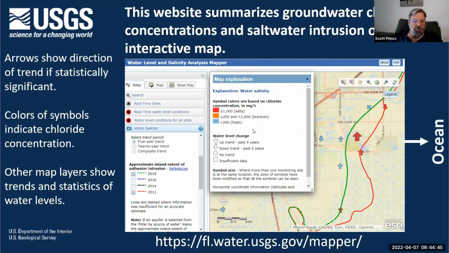The red line shows the inland extent of saltwater intrusion in 2011. The green line shows its extent in 2018. You can see how far inland saltwater intruded in just 7 years at this location. Next slide, please.